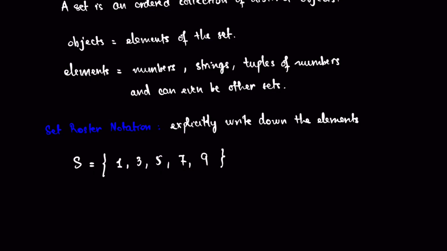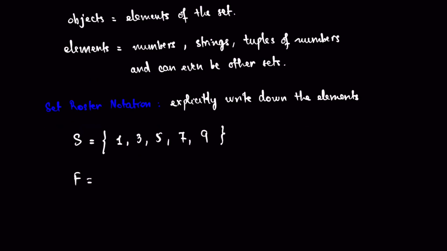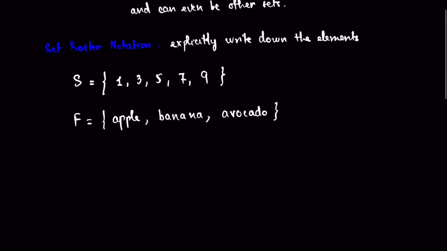So this is the set of numbers. You can have a set of strings. In this case, I have the set F of apple, banana, avocado, and you close the set with another closing curly bracket. Or you can have a set consisting of other sets. In this case, let me introduce the set W. This is the set consisting of the set S and the set F.